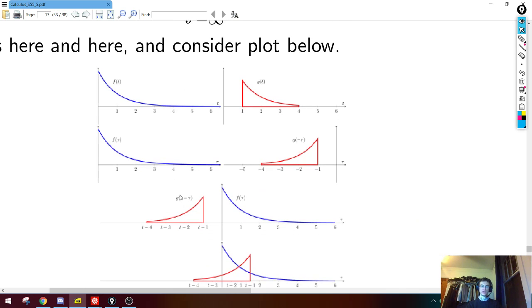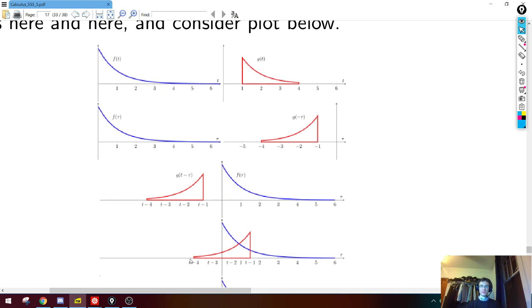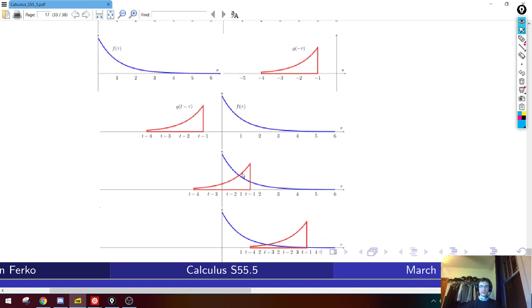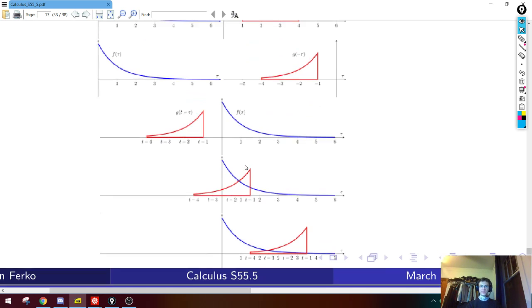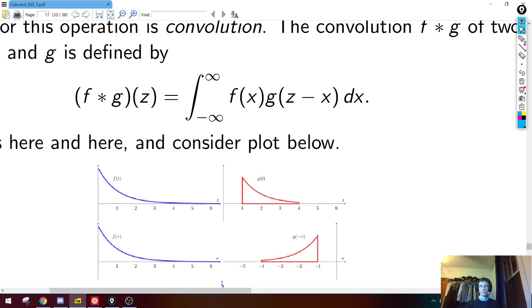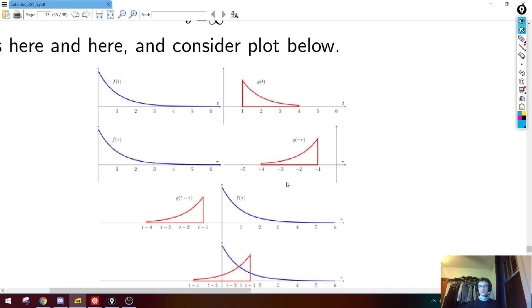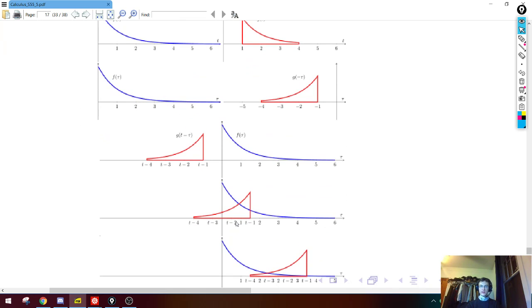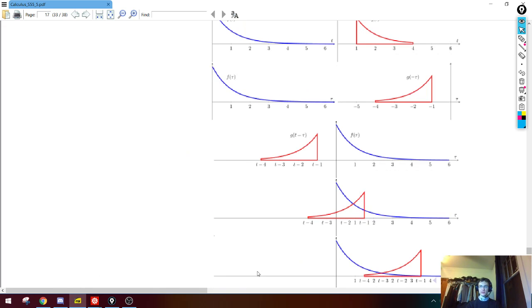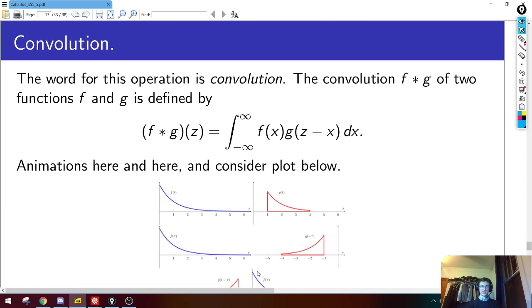So we slide g past f, and whenever they overlap, we just take this product of all of the places where they overlap, which means we are multiplying f times g wherever they overlap, and then we define a new function defined by this aggregated overlap between the two of them. So you're going to see this again.